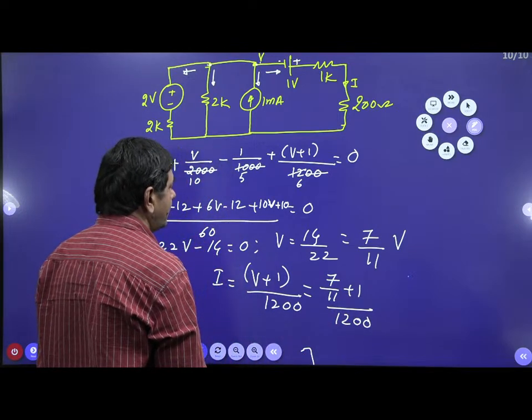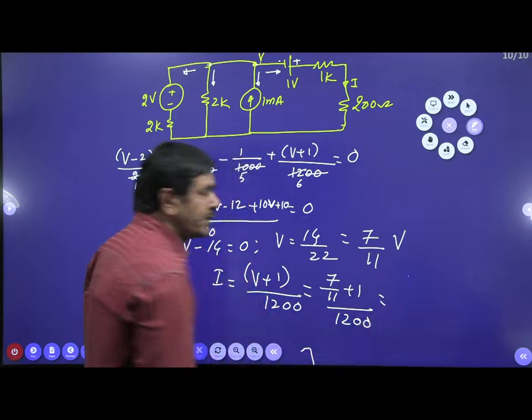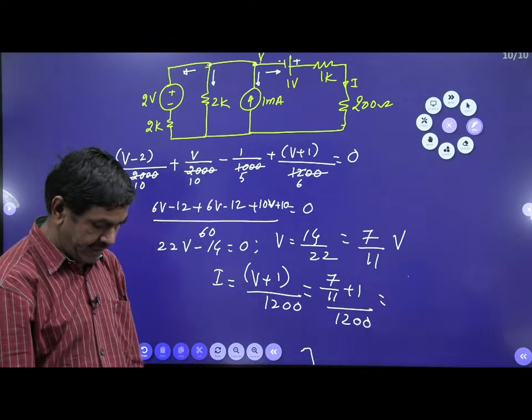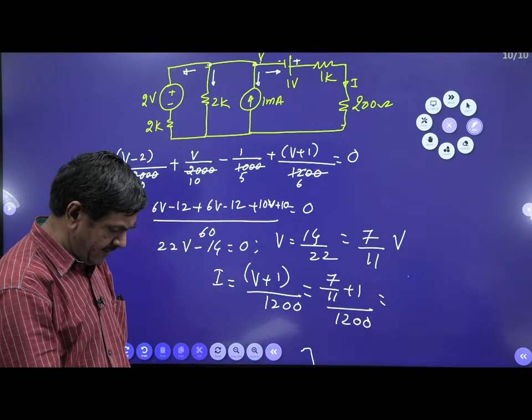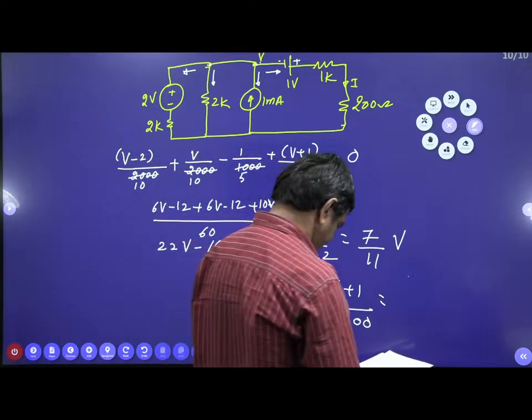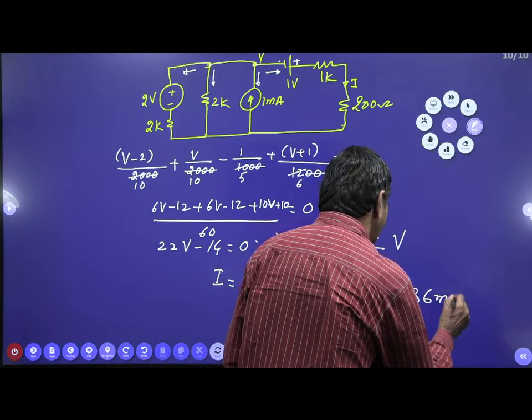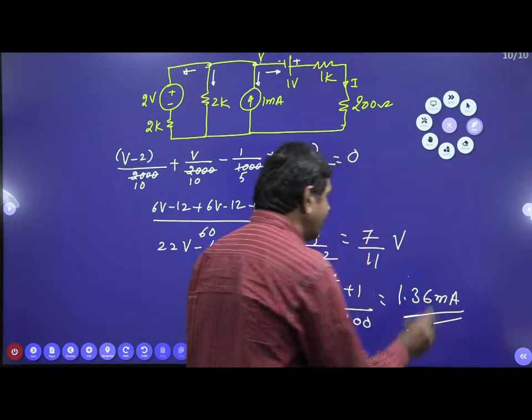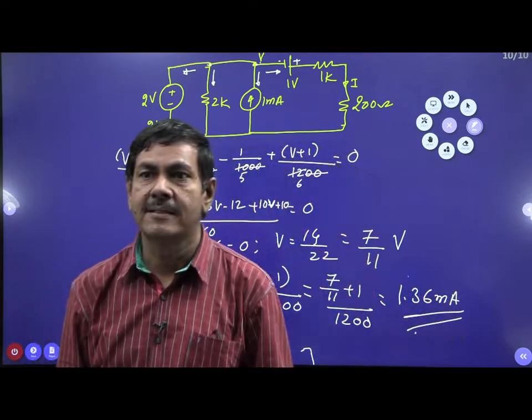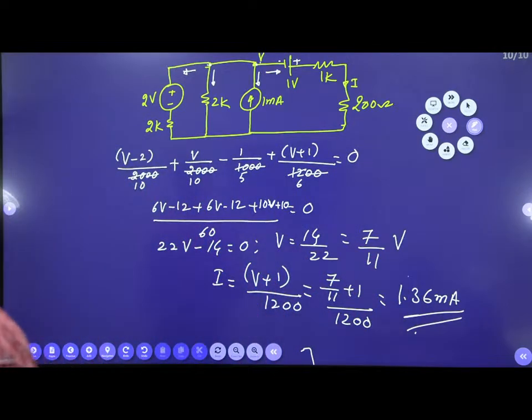1200 mostly possible. If you are using the calculator, that value will be 1.36 milliamperes possible. 1.36 milliamperes of current you can get now. In such a way we can tackle this question here now. That is the methodology.